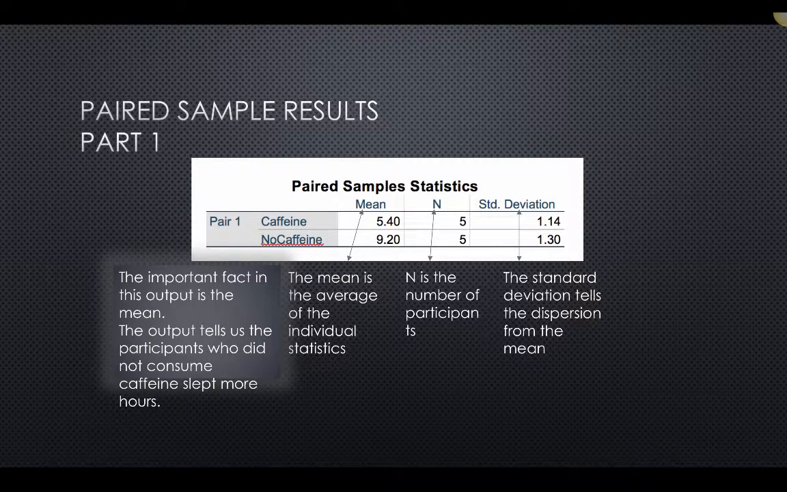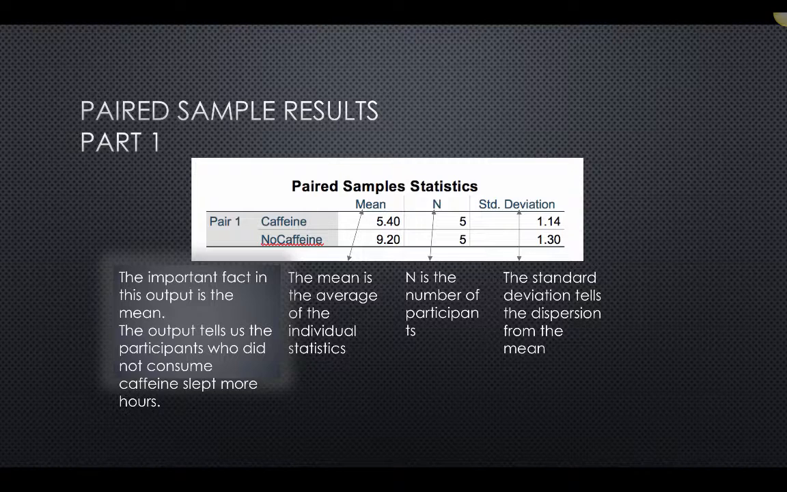In this case, it is so important that you understand what the most important factors are, what you're really looking at, and where you really need to look to find your conclusion. In a paired sample t-test, it's truly in the mean. You'll see here on the left it says caffeine and no caffeine. Those are your two variables. The mean is the most important part. So we can look and we know that 9.20 hours of sleep is better than 5.40 sleep.